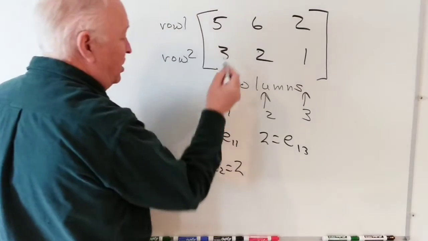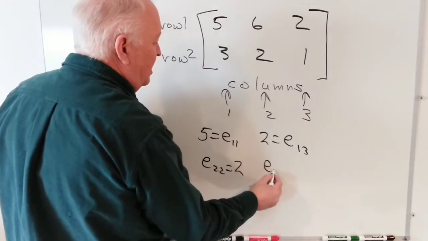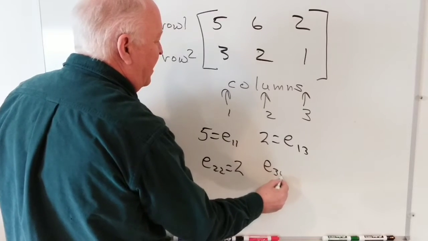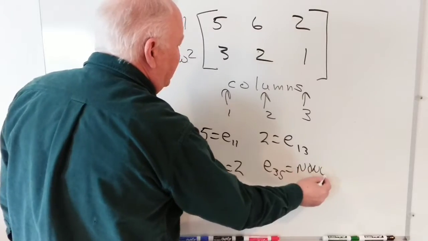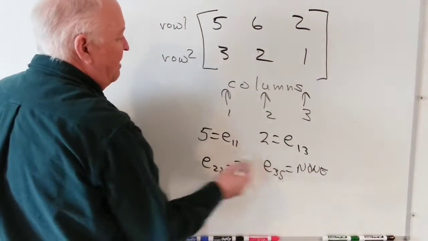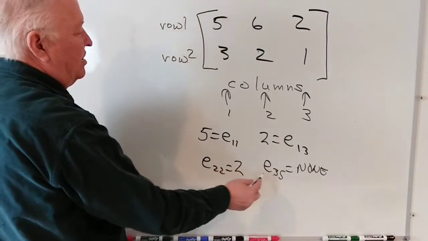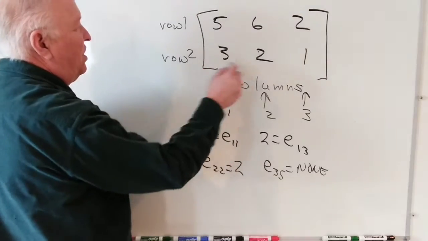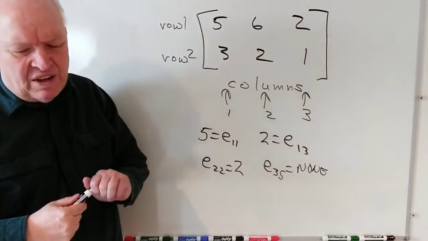Notice in this particular matrix, there is no element 3, 5, because our matrix does not have 3 rows and it doesn't have 5 columns. So the subscripts can only be within the rows and columns of a matrix. So that's what a matrix is.